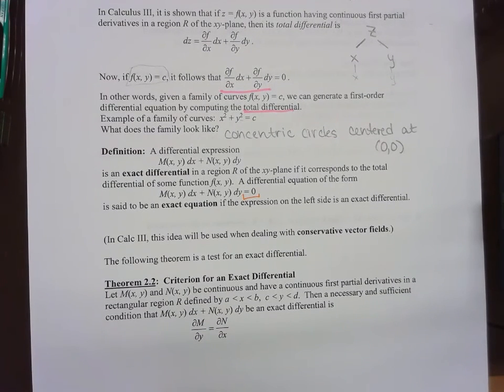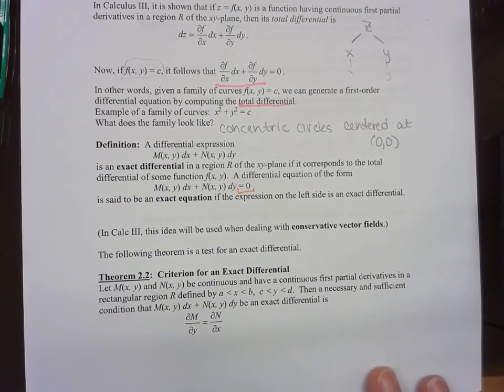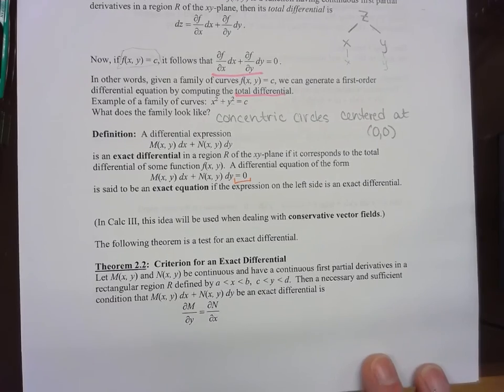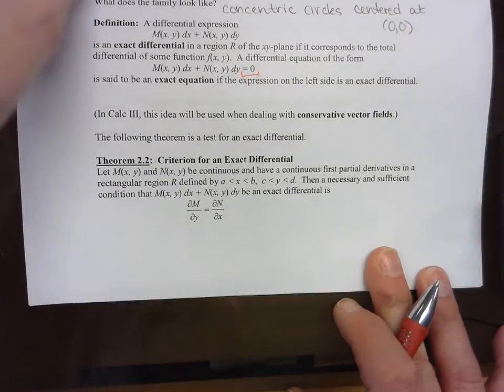In Calc 3, this idea was used, or for those of you taking Calc 3, this will come a bit later. We used this idea when we were seeing whether a vector field was conservative or not. We checked, does the partial of P with respect to y equal the partial of Q with respect to x? If those two were equal, it was conservative, and we could maybe apply Green's theorem. So the following theorem is a test to see if something is an exact differential.